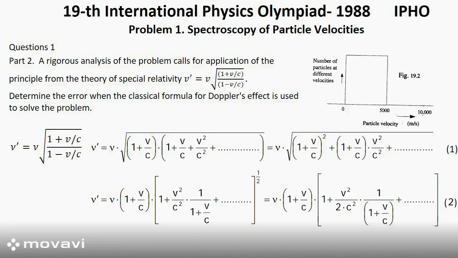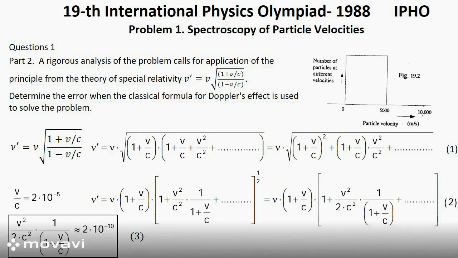So nu prime is equal to expression 1 and finally 2. The second term in the brackets represents the error if the classical formula for the Doppler effect is employed. So we see that v over c equals to something by 10 power negative 5. And finally we have expression 3.